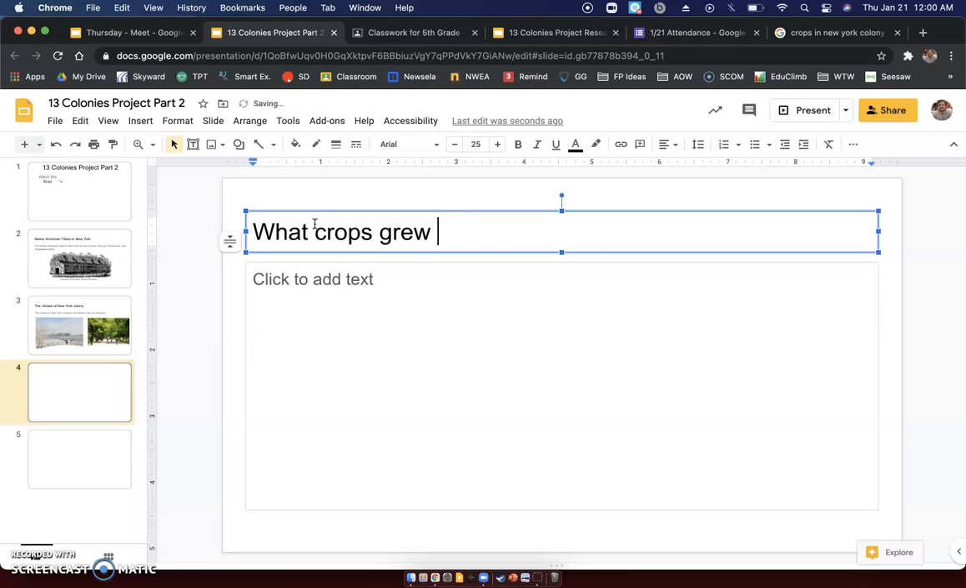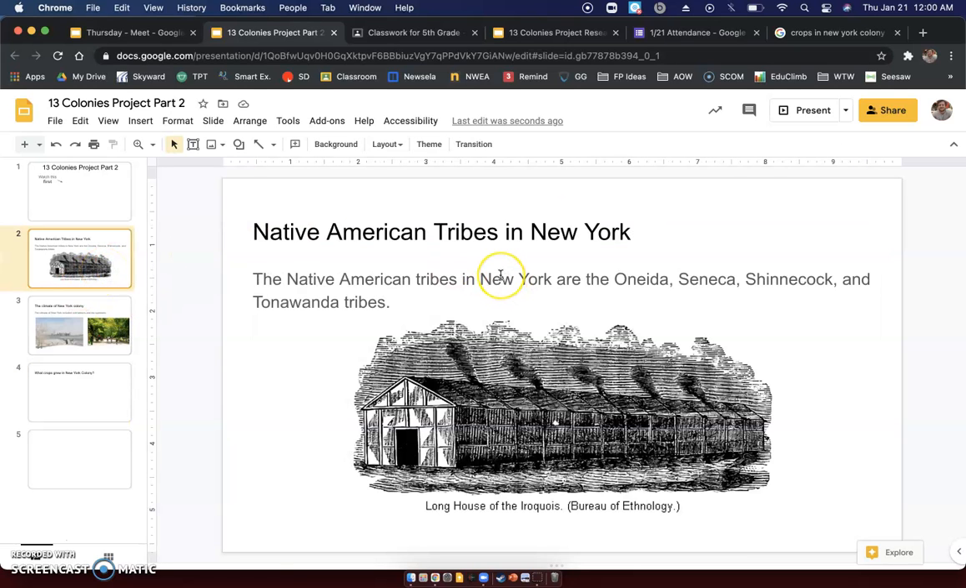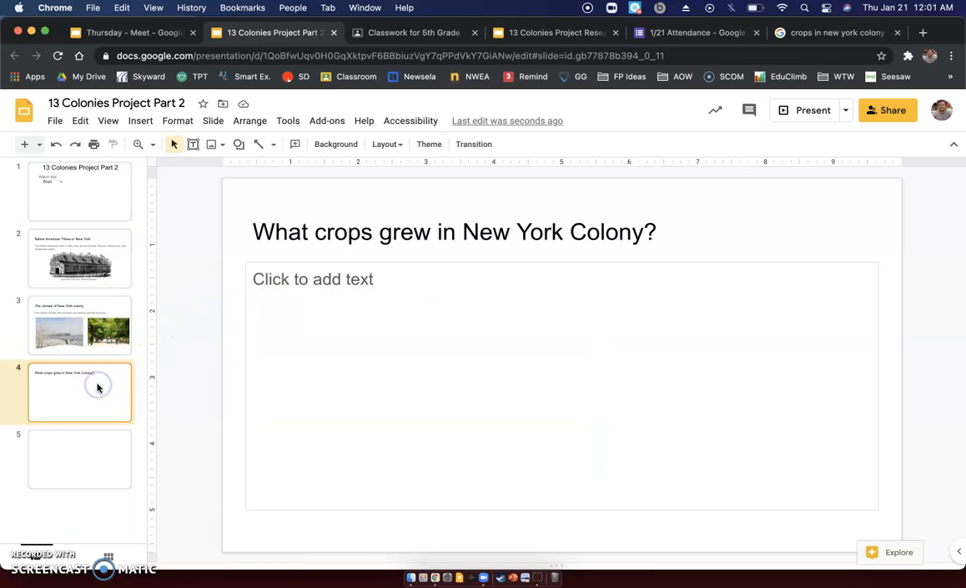Okay, so what crops grew in New York colony? And remember, I'm talking about New York. You will pick your colony that you chose, but the one that I'm picking is New York. I'm bummed that I said this now, but we talked about the Native American tribes in New York. We talked about the climate in New York, and now the crops. If you picked a different colony, then talk about that one. Don't talk about New York.